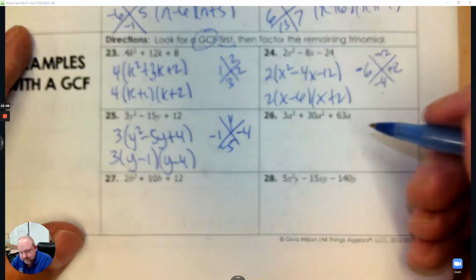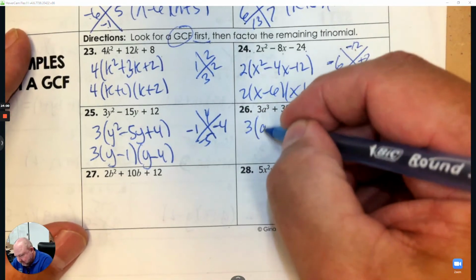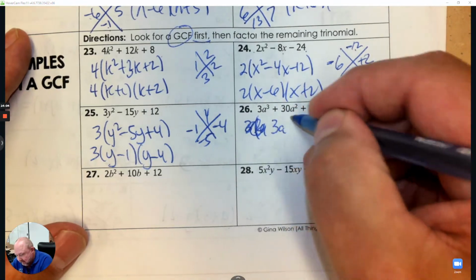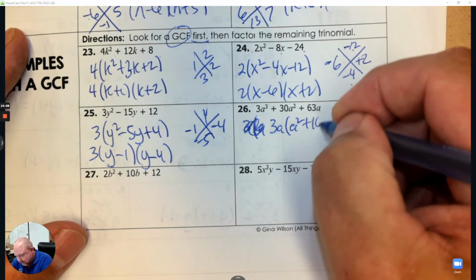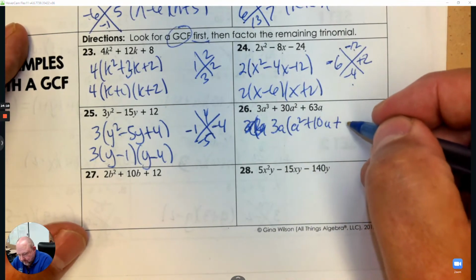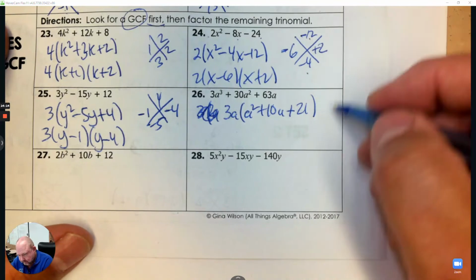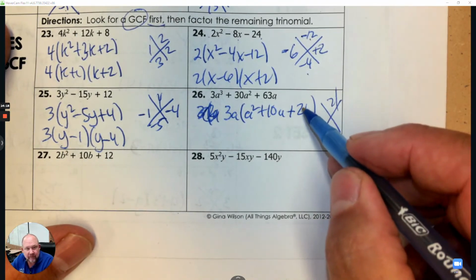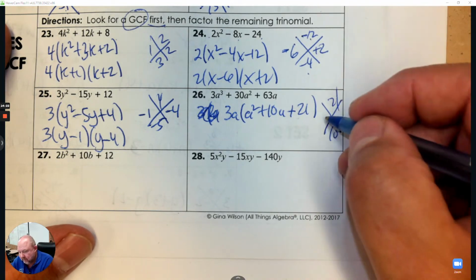All right, factor out a 3, divide it out. Oh, and an a. So take the smallest a, the least a, and then divide. So we have 21 and 10. What two numbers multiply to 21? Same two numbers add to 10.